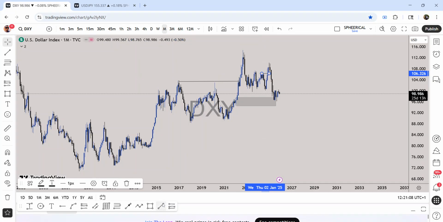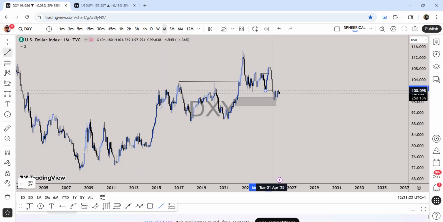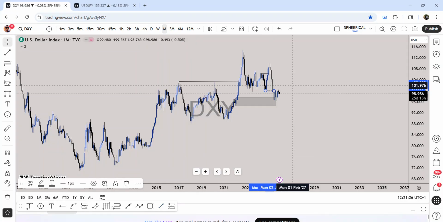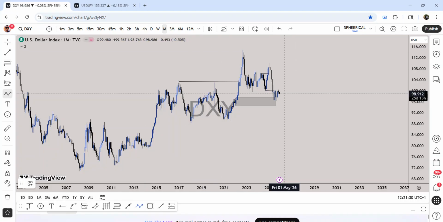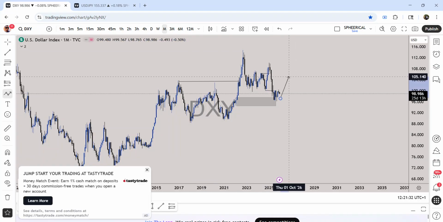There is an inducement that looks like a change of character, but you can just take it as a change of character. You can see it at this point. We are expecting this market to move from here, from this point of interest, back to this zone.